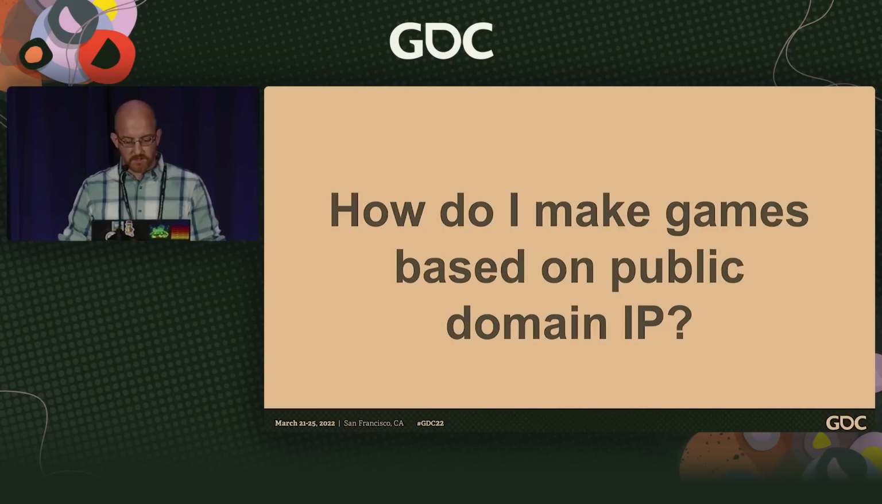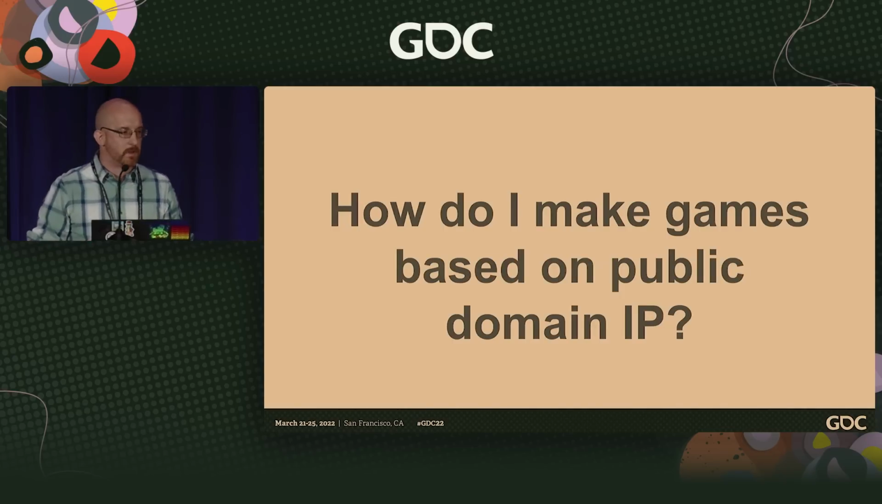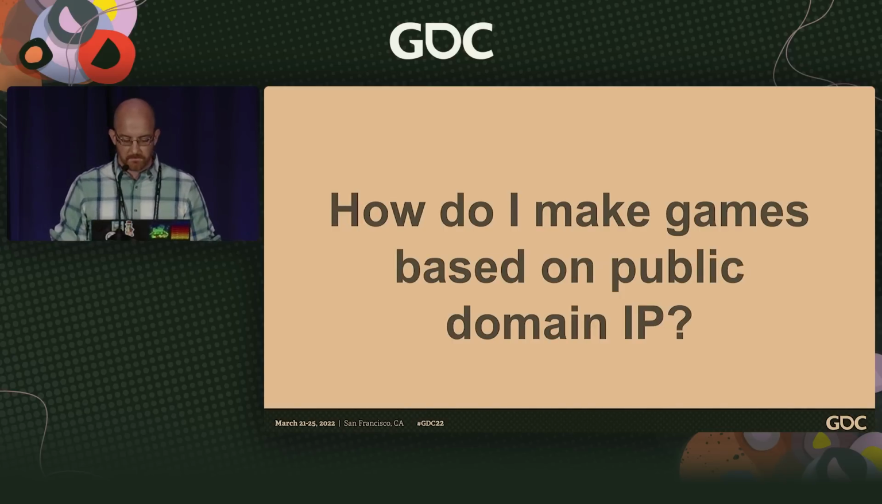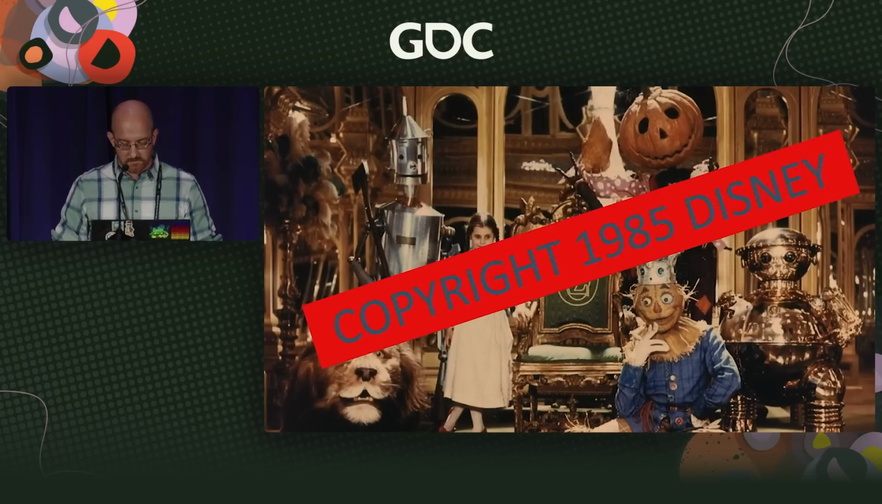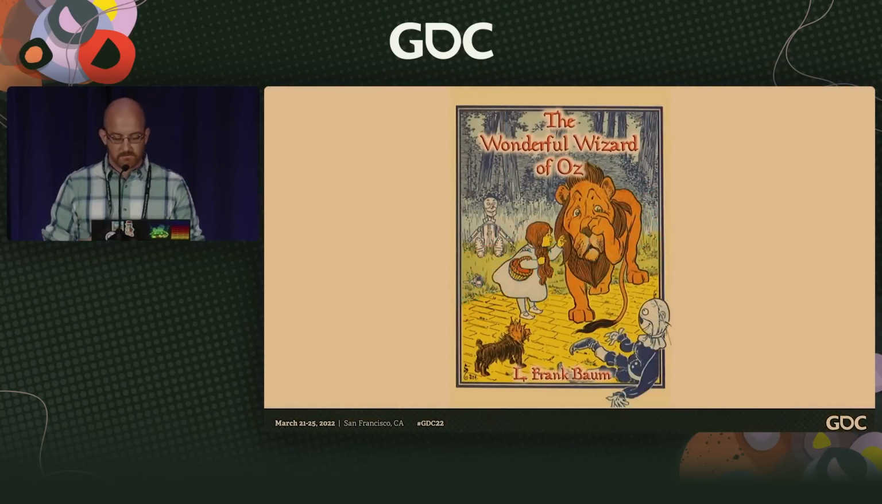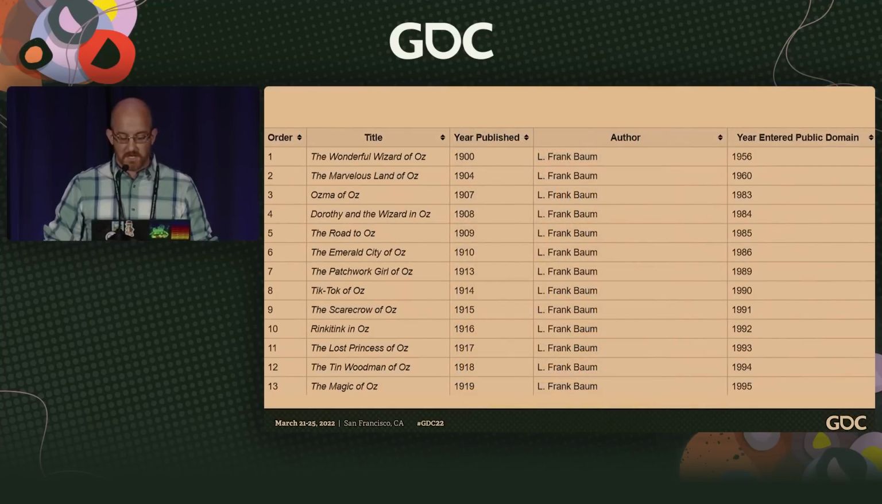Okay, now to the really good stuff. How do I make games based on public domain IP? So let's return to Oz. No, don't return to Oz. It's copyrighted. There we go. So the original Oz books were written by L. Frank Baum between 1900 and 1919, which, if you're keeping score, puts them all squarely in the public domain.